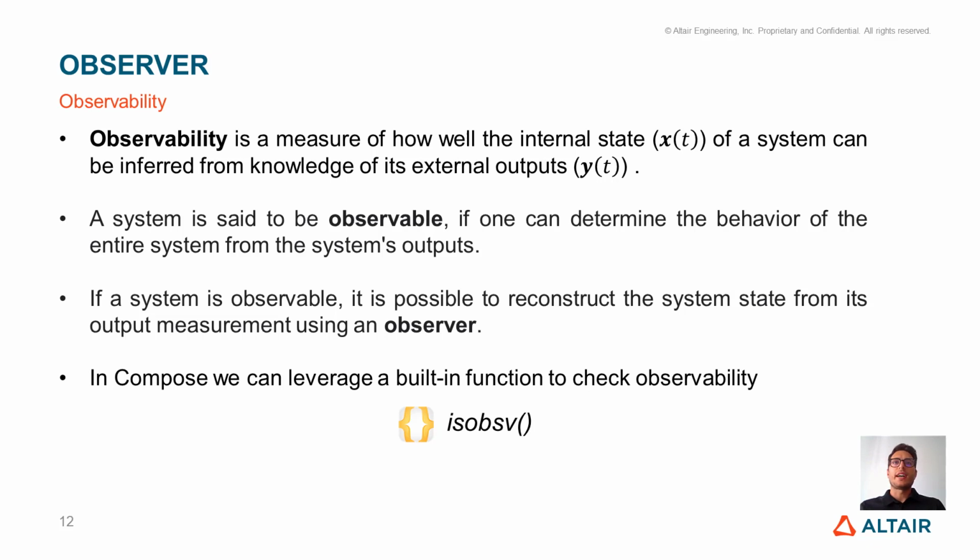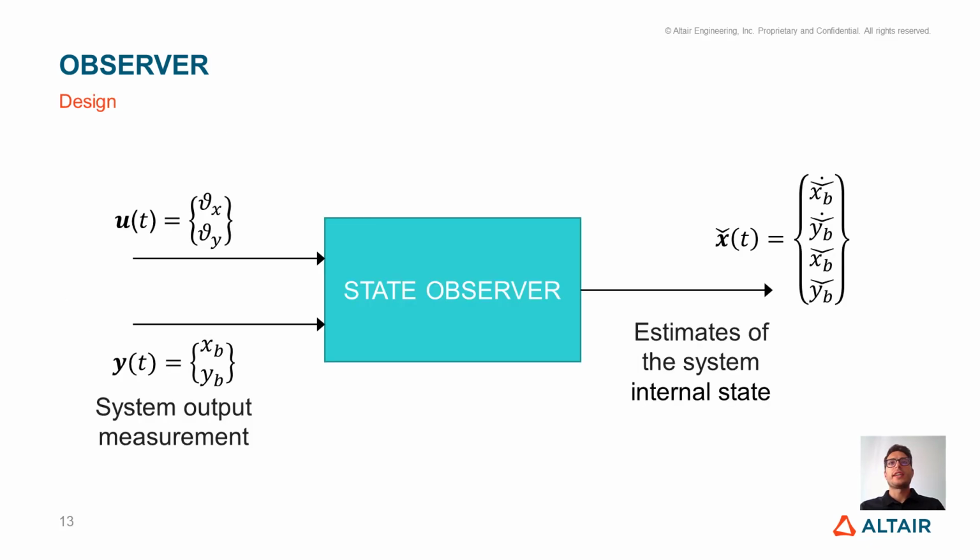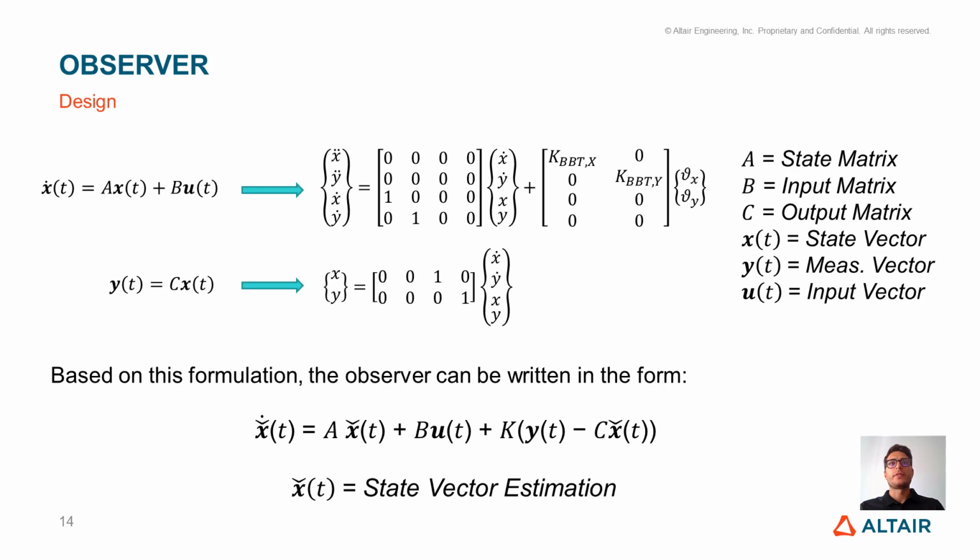Once we have checked our system is observable, we can design our observer. In our case, we are measuring the position of the ball in the x and y direction, and our observer should produce the estimates of the internal state, which is made up of both ball position and velocity, in the x and the y direction. Now that the goal is clear, let's tackle the mathematical formulation.